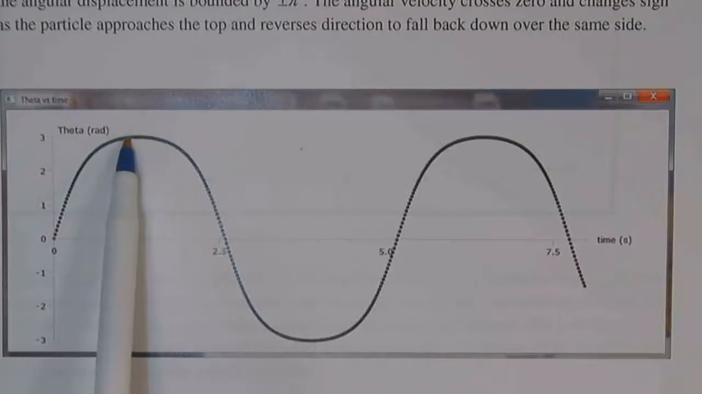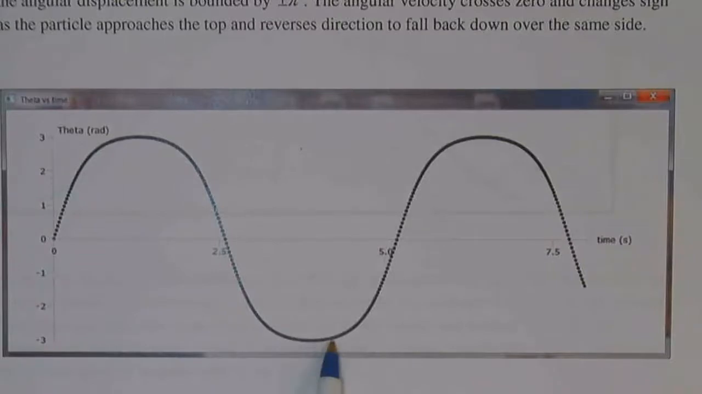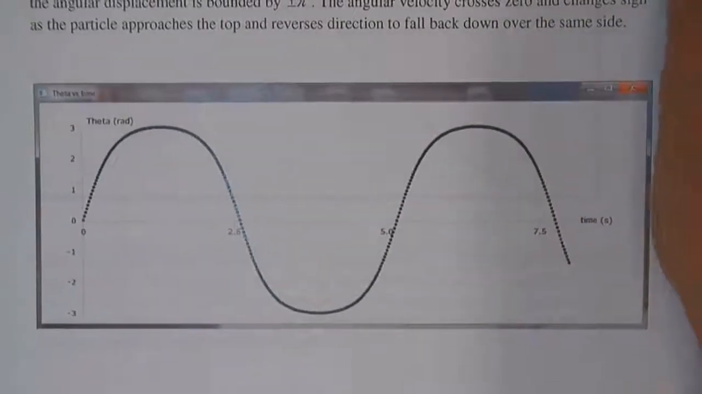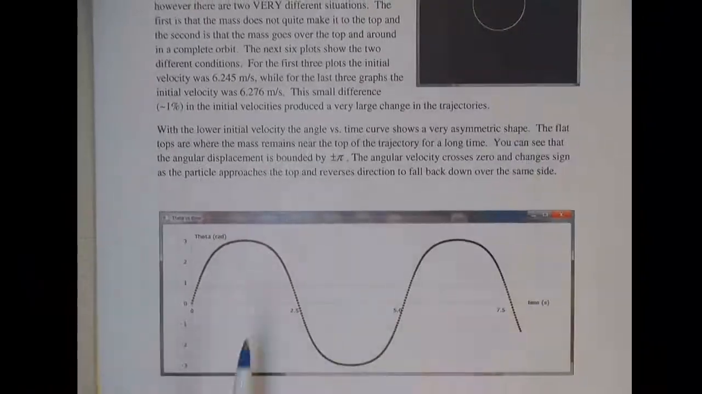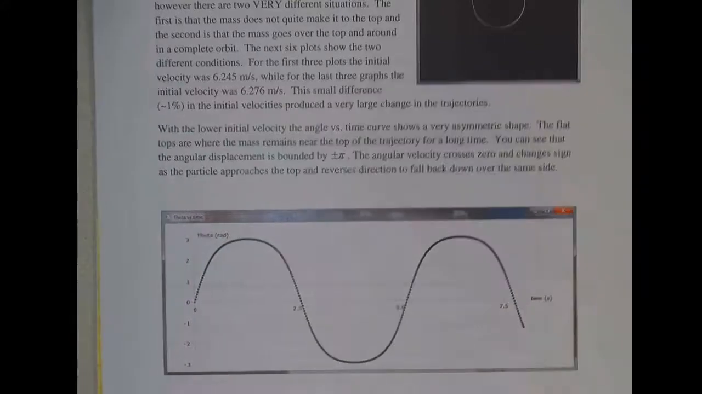Then it will turn around, swing back down through 0 degrees, and go up to the top the opposite way, swinging around this way, approach the top very slowly, not make it over, and then go down. So that's the motion like this. And you can see that we have theta being bounded by plus pi and minus pi.